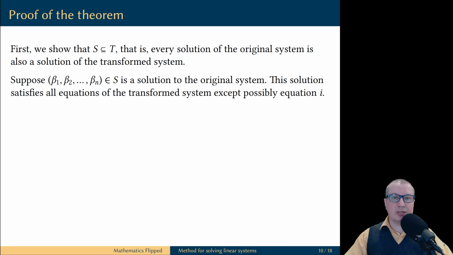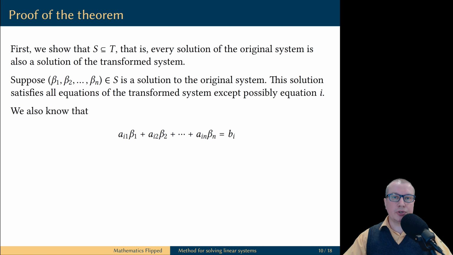system, except possibly equation number I, and therefore our goal is to show that the solution of the original system also satisfies equation number I of the transformed system. Let me take any such solution of the original system. Let's denote it by beta 1, beta 2 through beta n. Our goal now is to show that it satisfies equation number I of the transformed system.